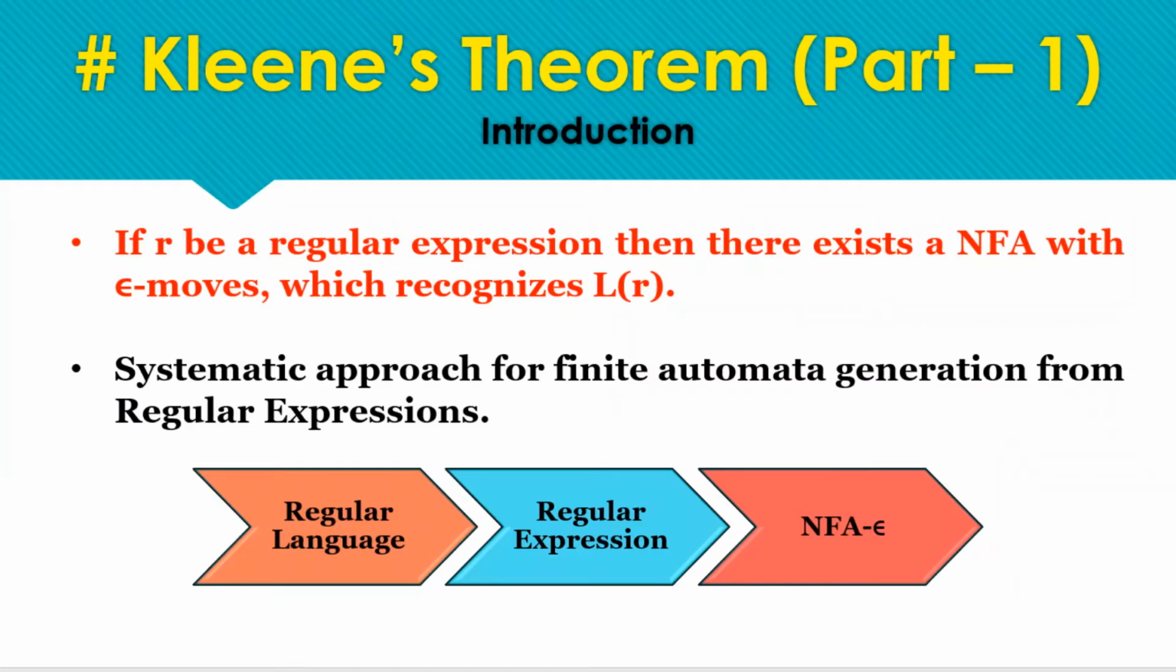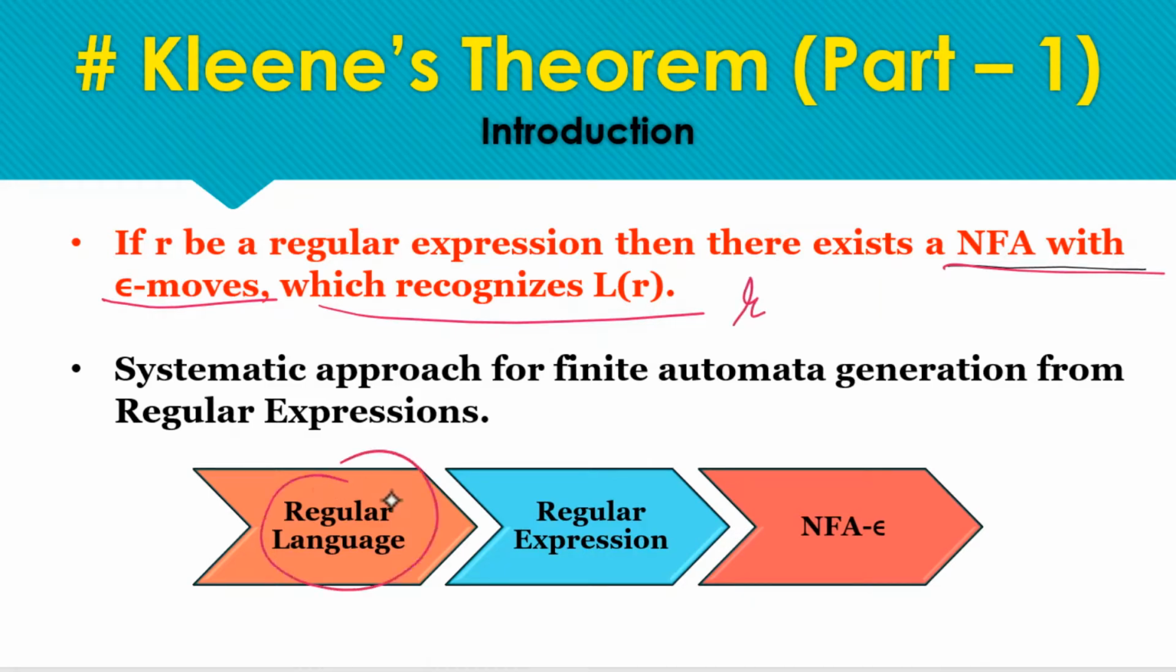Kleene's theorem part 1 is just a flashback. If we have a regular expression R, then there exists an NFA with epsilon closure, that is, with epsilon moves, which recognizes the language of R. For a regular language, we will have some regular expression, and for that regular expression we must have some NFA with epsilon closure. This we have to prove using Kleene's theorem part 1.